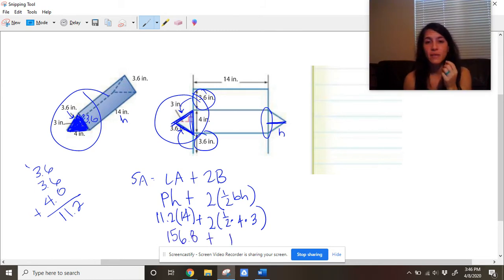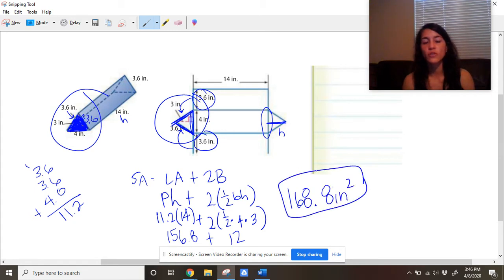And then this is going to be 12 because the 2 and the 1/2 are going to cancel out. So the total surface area is going to be 168.8 inches squared.